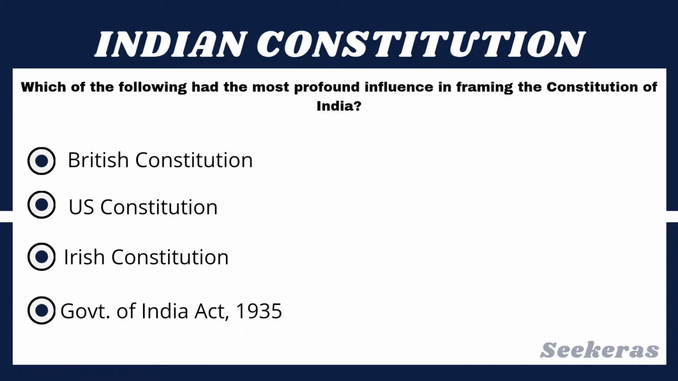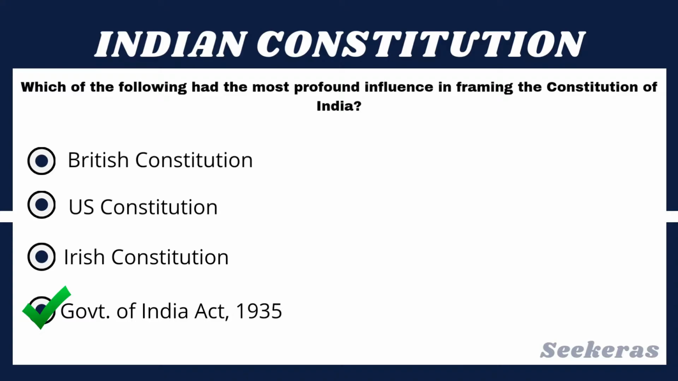Which of the following had the most profound influence in framing the Constitution of India? Option A. British Constitution. Option B. US Constitution. Option C. Irish Constitution. Or Option D. Government of India Act 1935. The answer is option D, the Government of India Act 1935.